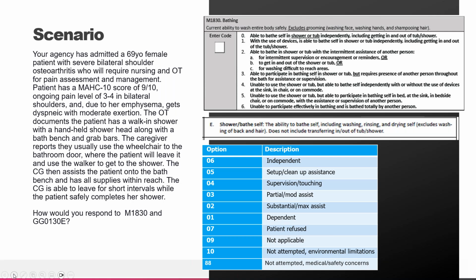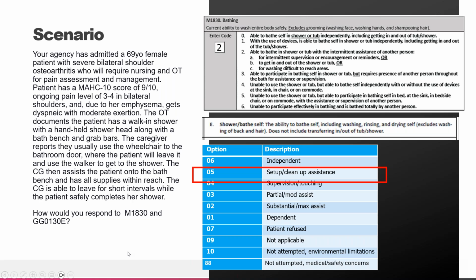bench and grab bars. The caregiver reports they usually use a wheelchair to the bathroom door, where the patient will leave it and then use her walker to get to the shower. The caregiver then assists the patient onto the bath bench and has all of her supplies within reach. The caregiver is able to leave for short intervals while the patient safely completes her shower. How would you respond to M1830 and GG0130E?